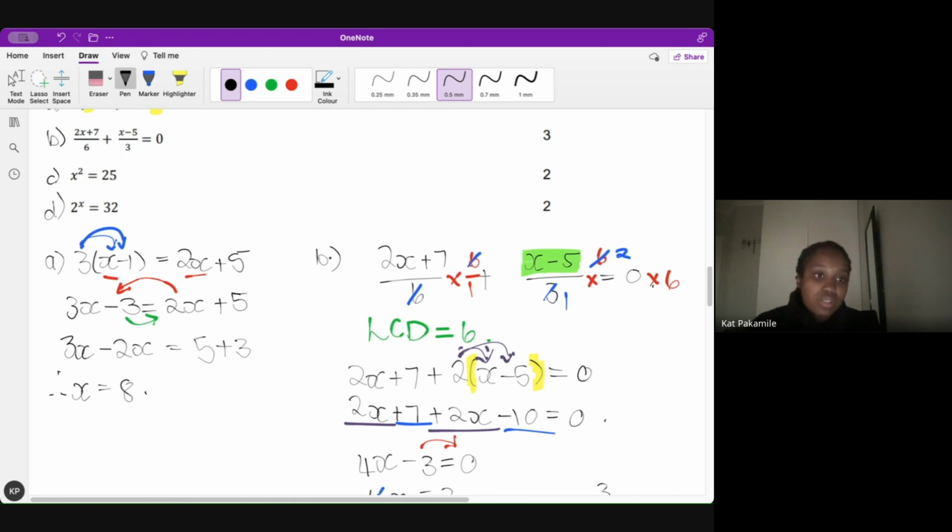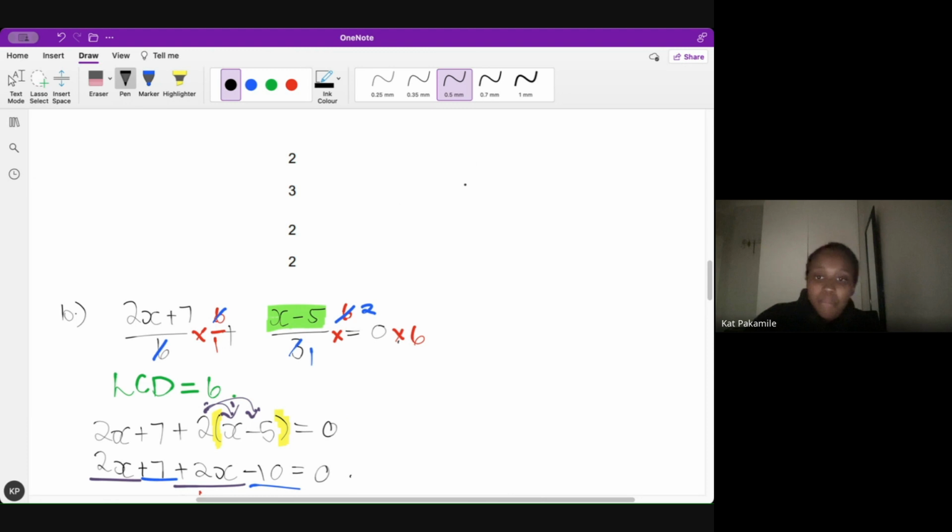C says x squared is equal to 25. How are we going to solve this? Let's hear your ideas. X squared equals 25. There are 2 ways to solve this. Let's see if you guys can find both ways we can solve this problem. How do we solve this, guys?